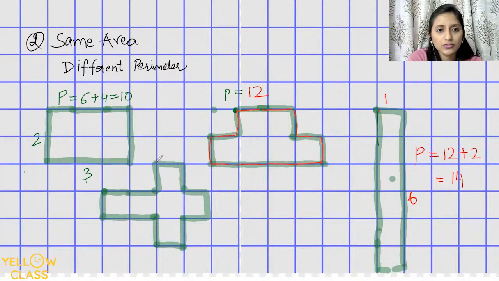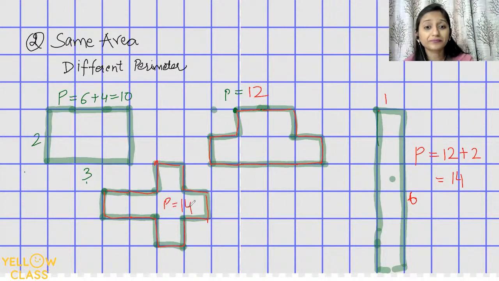Okay. Now, what about this? For this also, again, we will go like this. 1, 2, 3, 4, 5, 6, 7, 8, 9, 10, 11, 12, 13, 14. So its perimeter is 14. See? We got two of these with the same perimeter also, children. Yes, so same area and same perimeter. Wow.